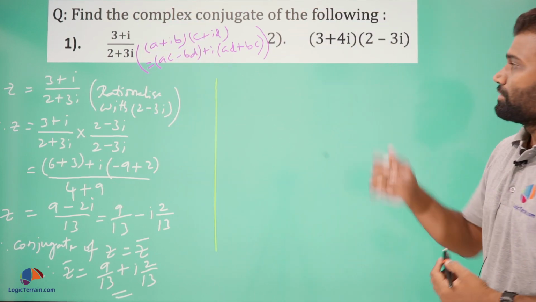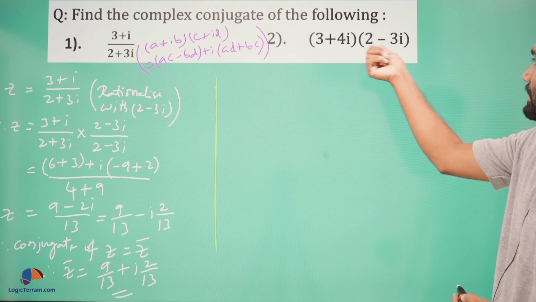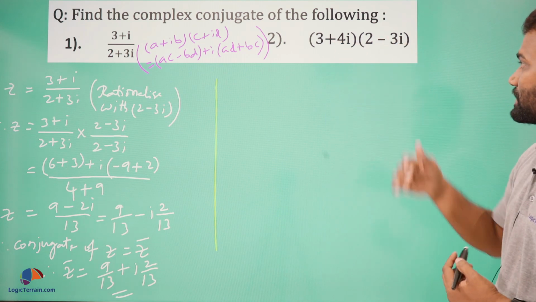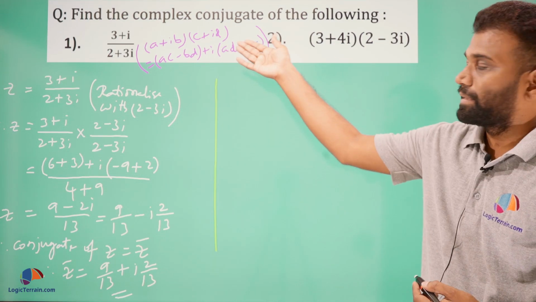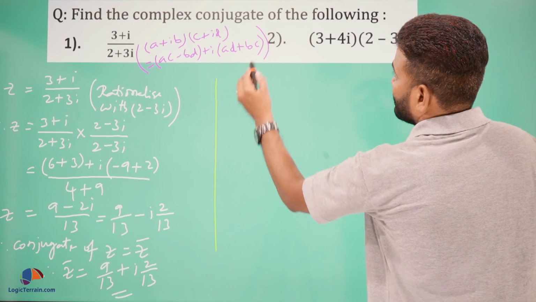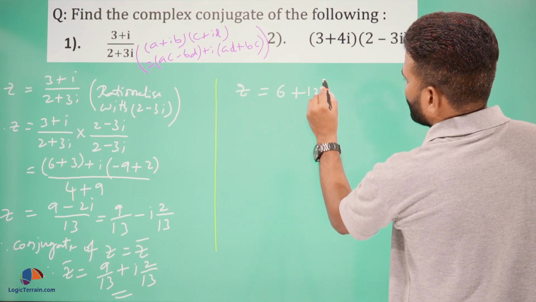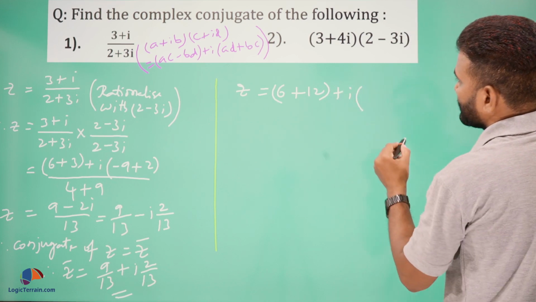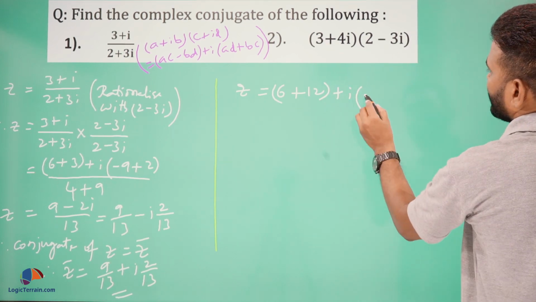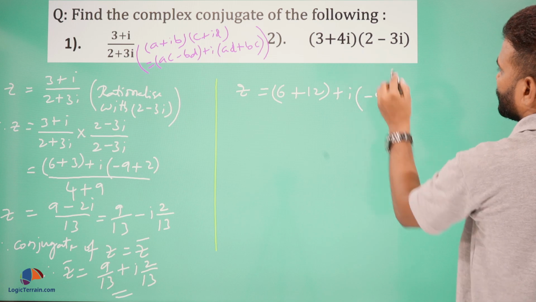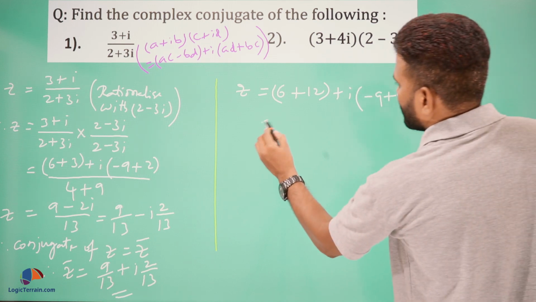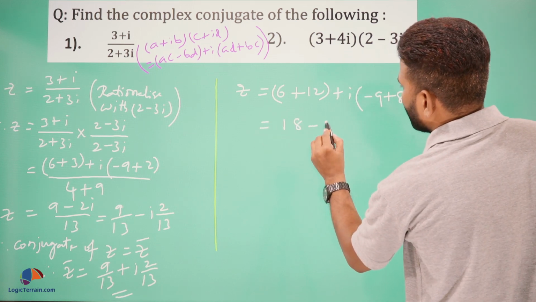Now we will find the conjugate of these complex numbers. Here two complex numbers are multiplying, so again we will apply the product rule. Z is equal to 3 2s are 6 plus 4 3s are 12, plus I of 3 into negative 3, negative 9, 4 2s are 8. This is equal to 18 minus I.